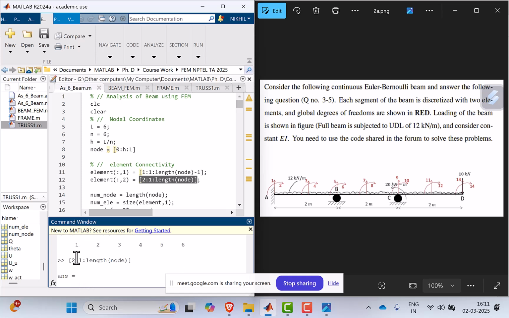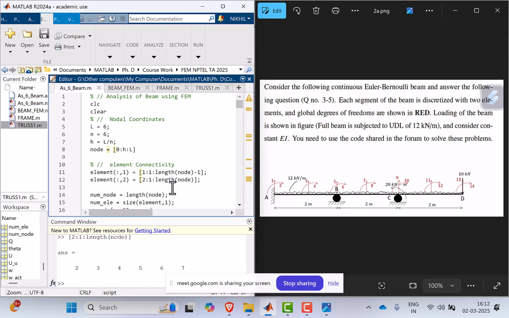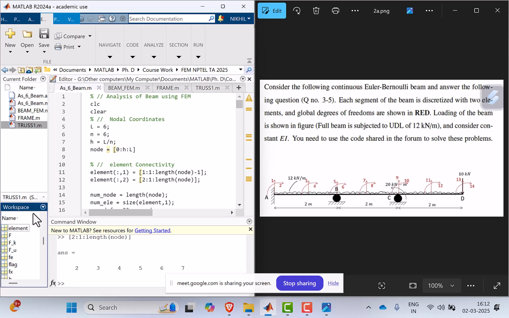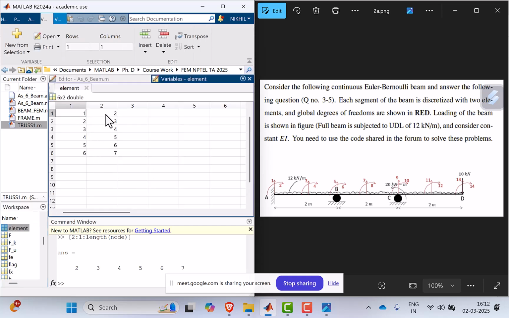So let's see, 1 is connected to 2, 2 is connected to 3, 3 is connected to 4, 4 is connected to 5, 5 is connected to 6, and 6 is connected to 7. So we have told the computer which node is connected to which node, and we get the element vector. I'll show you here. See, 1 is connected to 2, 2 to 3, 3 to 4, 4 to 5, 5 to 6, and 6 to 7.